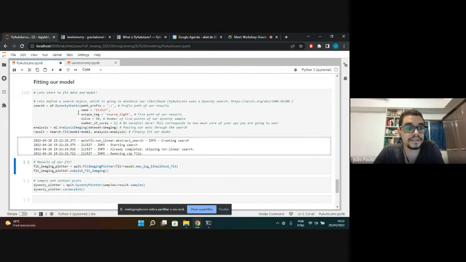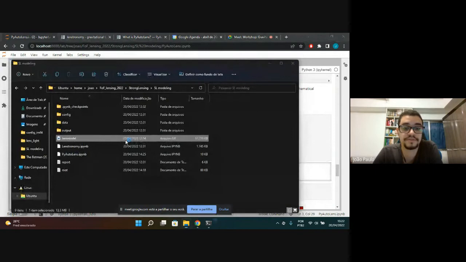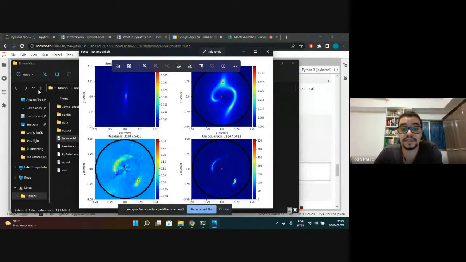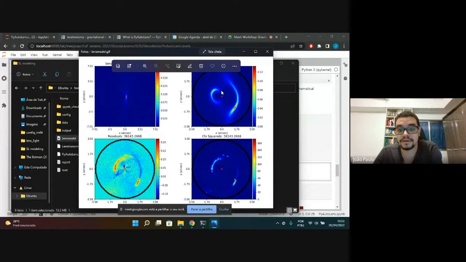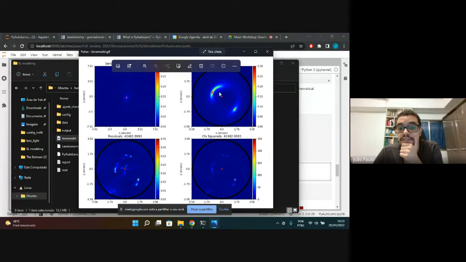Okay, so at this point I'm going to show you a GIF that illustrates what is happening here. We have a previous image that is not showing here, and here we have what's going on in this software. It's trying to reproduce the image. At this point, it is starting to converge. Here we also have the residual and the chi-squared maps, and here it stopped, it has already converged. So this is what is happening in this software.